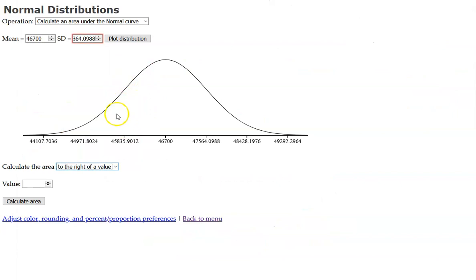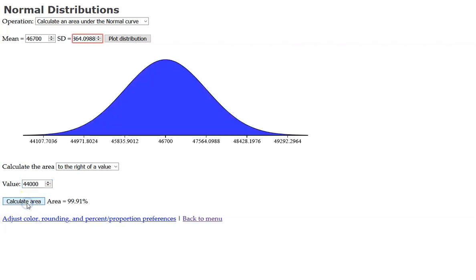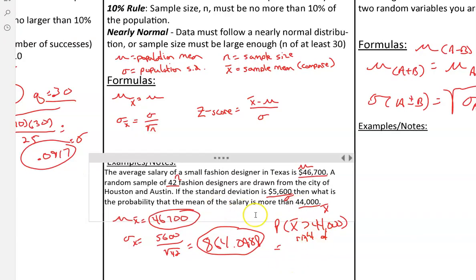And 44,000 is below average. It's well below average. So most salaries should be above 44,000, right? So to the right of 44,000 should be the vast majority of them, and it is. A 99.91% chance you would have a salary over 44,000, which makes sense because with 42 people, if you average 46,700, 42 of them shouldn't be that low.